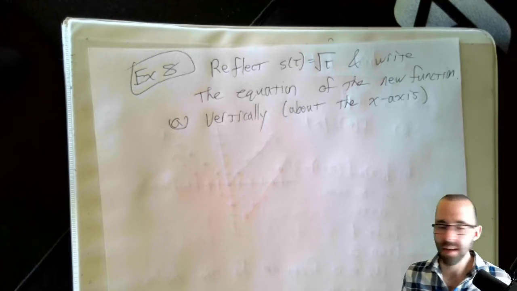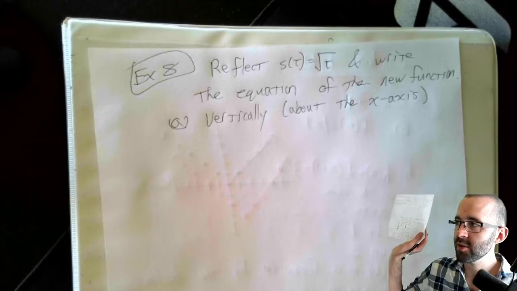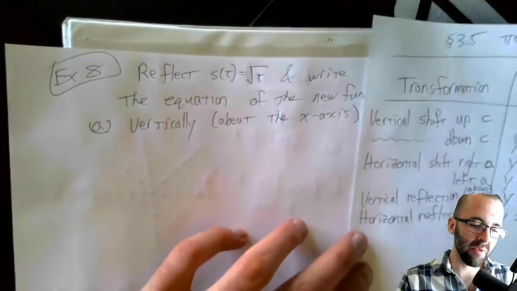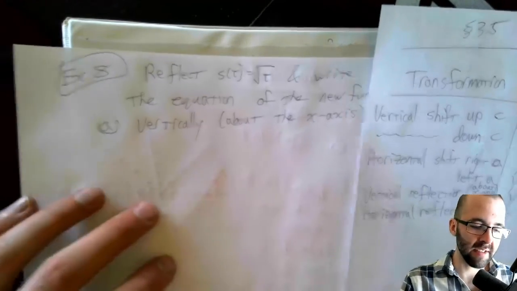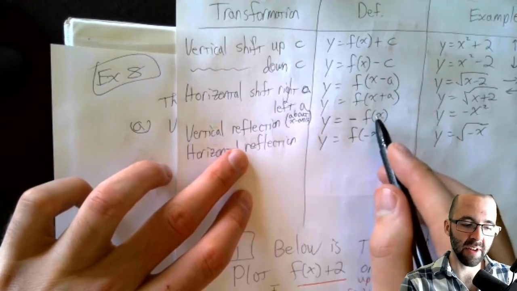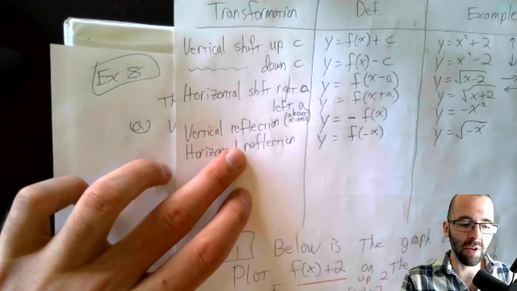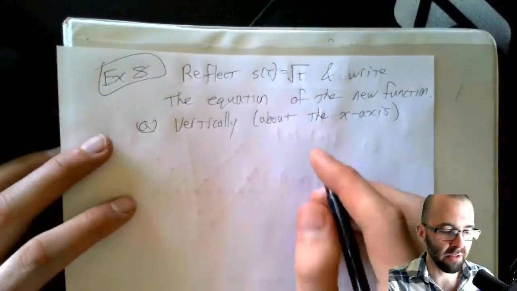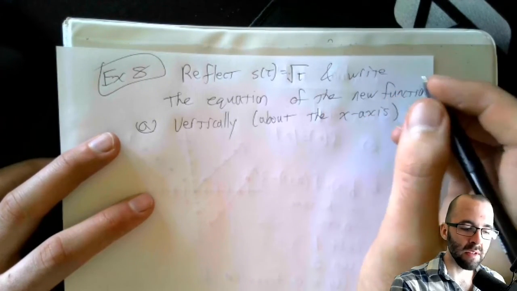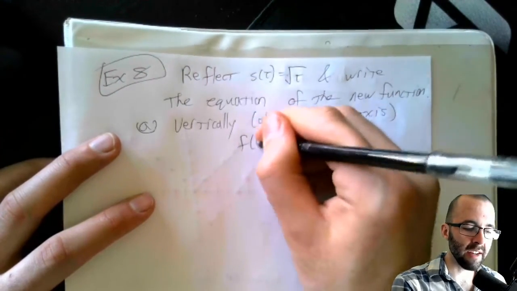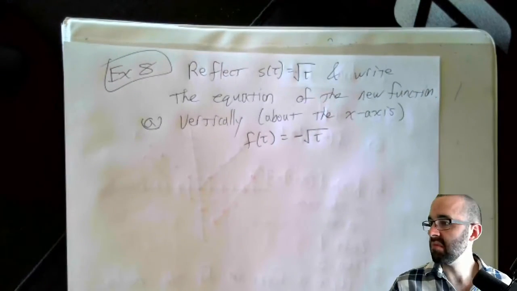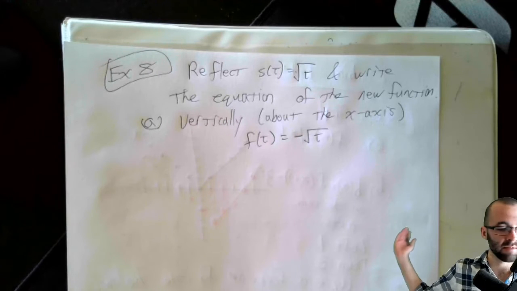So we're just going to consult our table. This table is going to be very useful for you. Do not misplace it. We need a vertical reflection about the x-axis. So vertical reflection says that means we need a negative on the outside of the function. A negative in front of the whole function is going to make it vertical flip. So a negative out in front just means in front of the square root. Let's call this f of t. Just put a negative in front. And that's all there is to it. That's 8a.